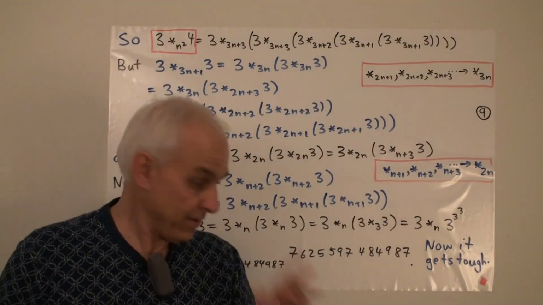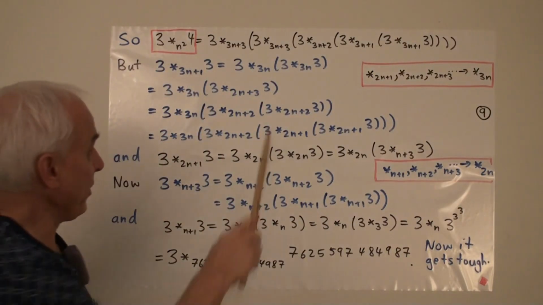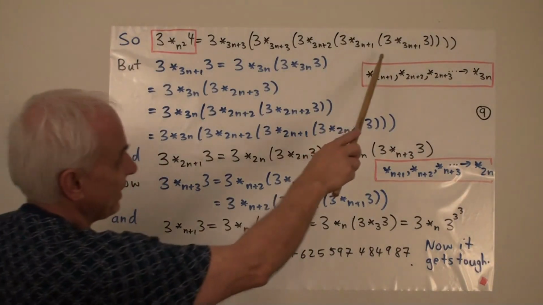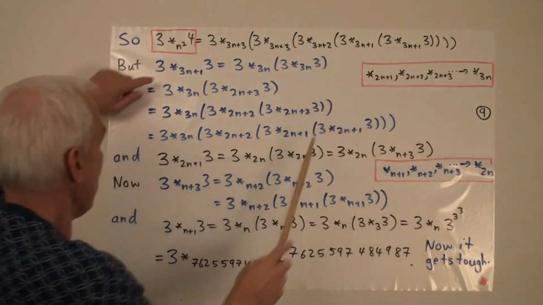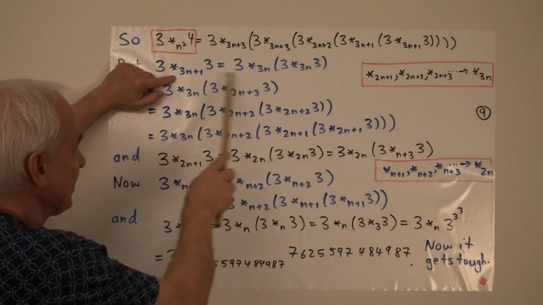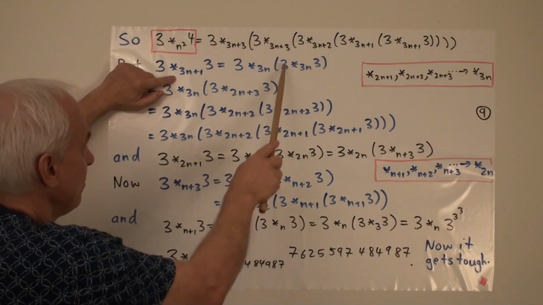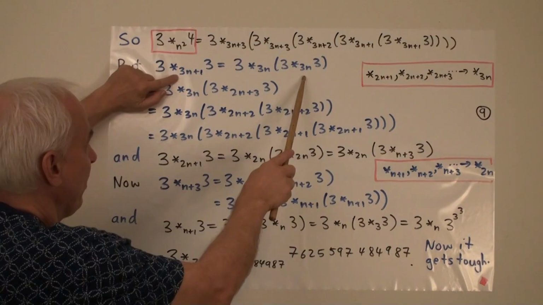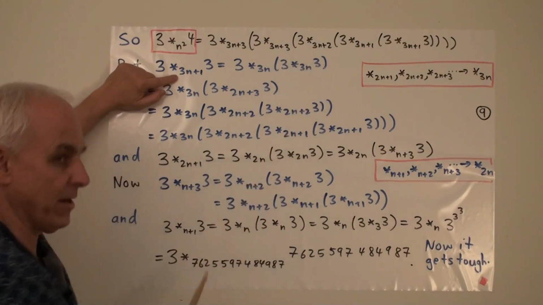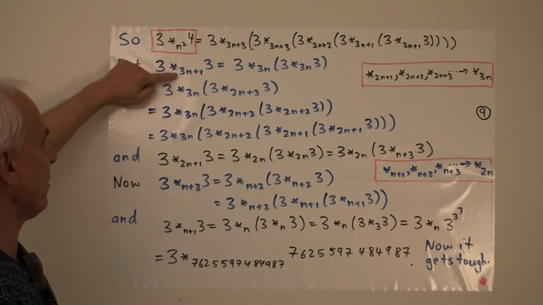Okay, so here's what we have gotten on the previous page. We have 3 star n squared 4, and then we got this expression for it. And now let's look at the last term here. 3 star 3n plus 1, 3. So this is a successor. It's a successor of 3n. So it's 3 star 3n. And then we have to multiply that by 3 star 3n plus 1 of 2. And we've seen that's the same as 3 star 3n, 3. The same kind of two-step thing that we've done before.